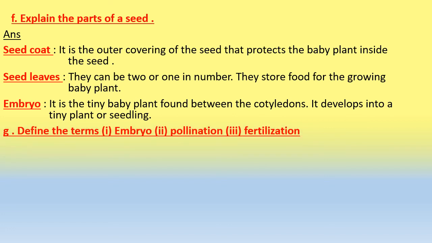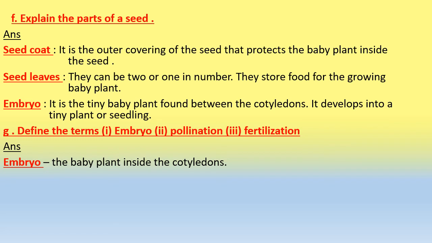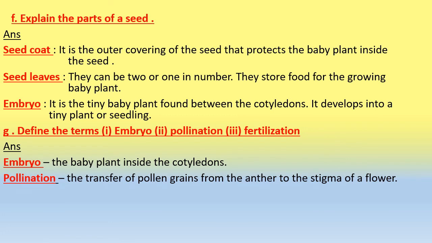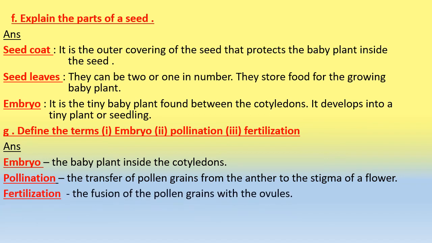Part G. Define the following terms: embryo, pollination and fertilization. First is embryo. It is the baby plant inside the cotyledons, as we studied earlier. Next is pollination, the transfer of pollen grains from the anther to the stigma of a flower. This is called pollination. Next is fertilization, the fusion of the pollen grains with the ovules. This process is called fertilization.